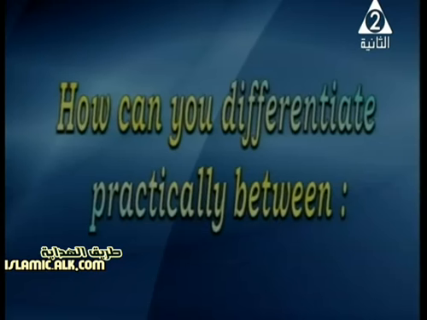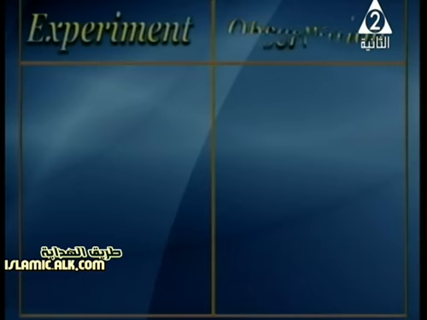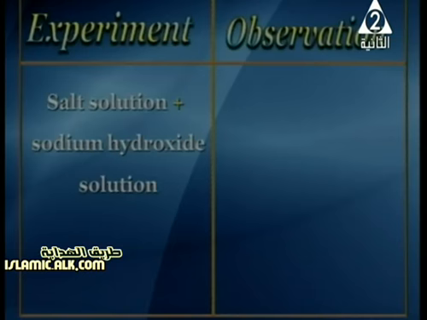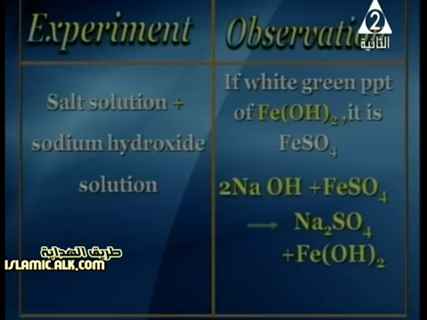Next type of question, my dear student. How can you differentiate practically between iron 2 sulfate and iron 3 sulfate? If you put the salt solution plus sodium hydroxide solution, and a white-green precipitate of iron 2 hydroxide is formed, it will be iron 2 sulfate. As the equation shows, sodium hydroxide plus iron 2 sulfate gives sodium sulfate and a white-green precipitate of iron 2 hydroxide. Remember, my dear students, all the compounds here are aqueous solutions except iron 2 hydroxide, which is a solid precipitate.